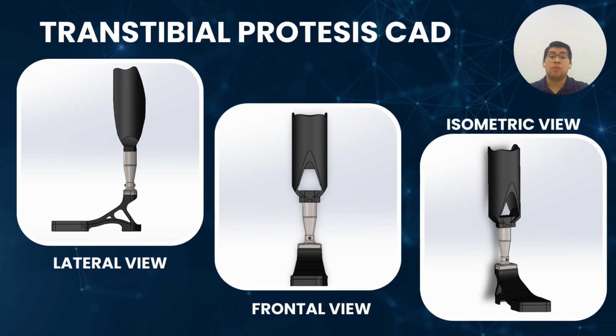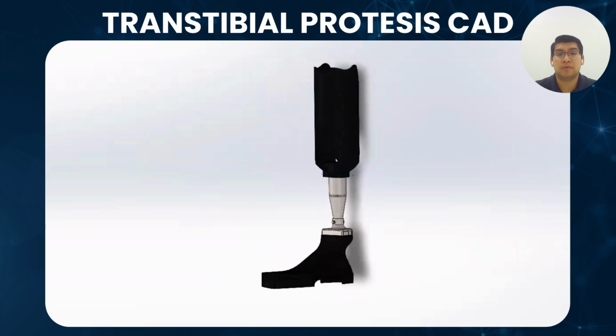Once the material selected is mentioned, we present the design of our prosthesis with the use of SolidWorks. Here we are showing the lateral, frontal, and isometric views of it. Also, we present a little glimpse with the next video.